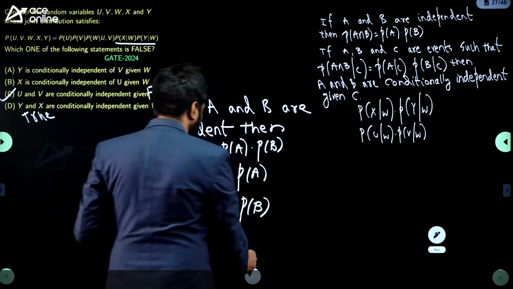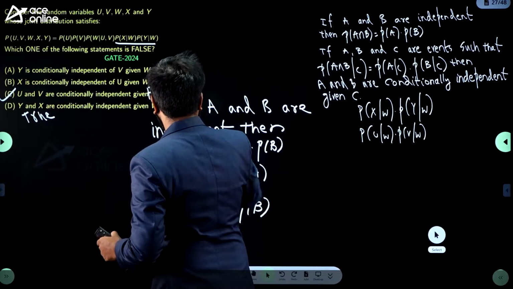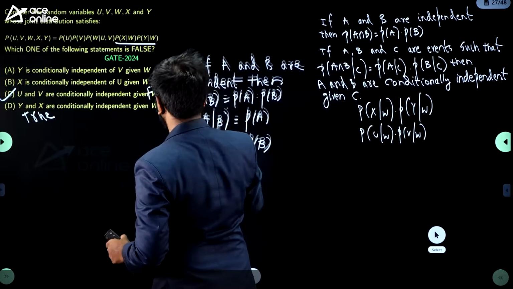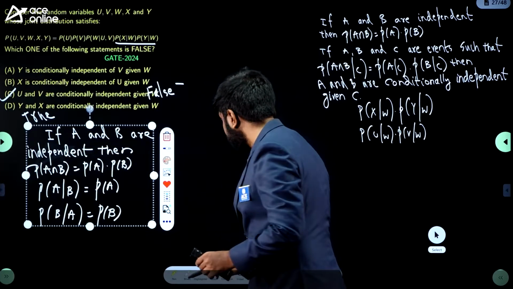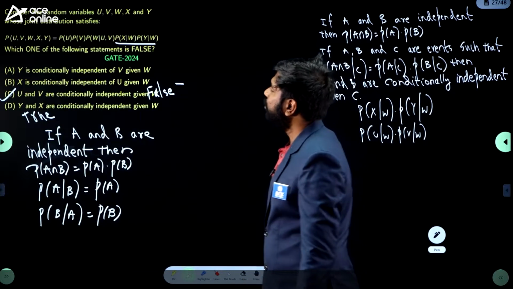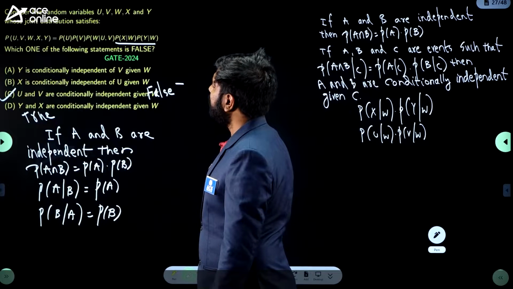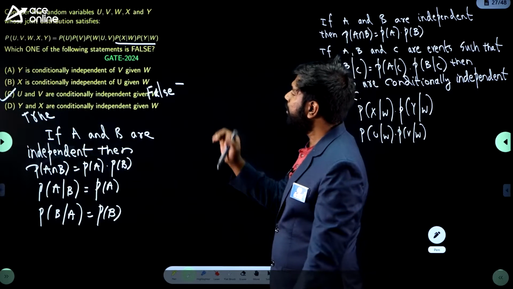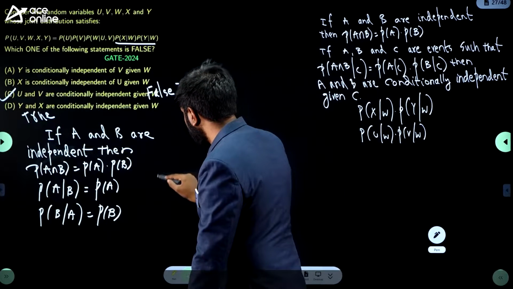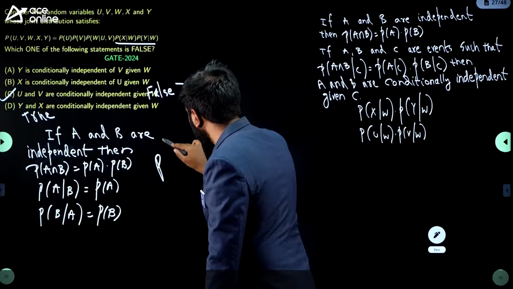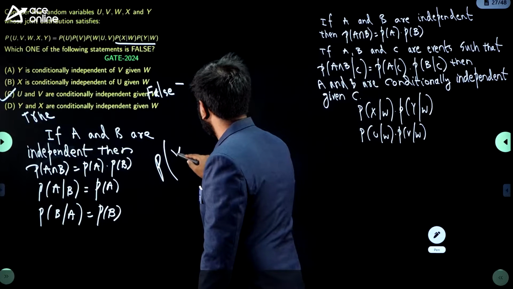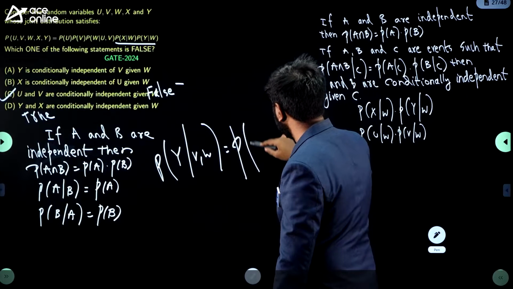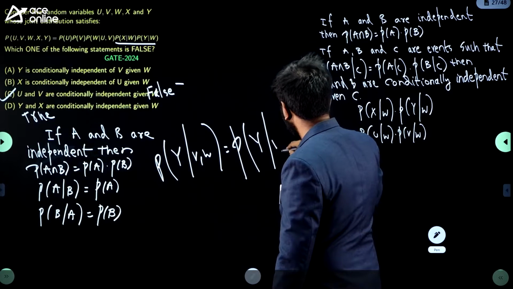So, now why am I stressing on this? You will understand in some time. So, let us put it here. Now, let us read option A and B. Y is conditionally independent of V given W. That means, for example, let me write like this: Y given V comma W is now the same as the probability of Y given W.